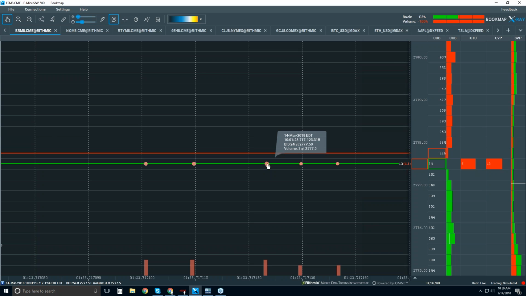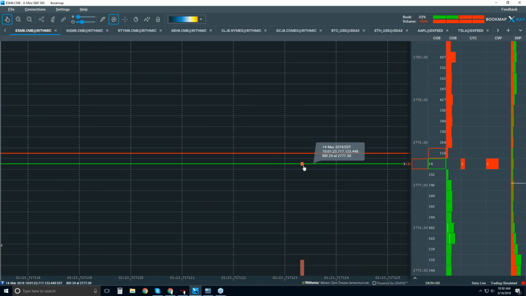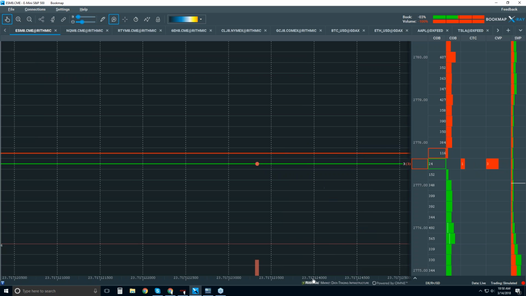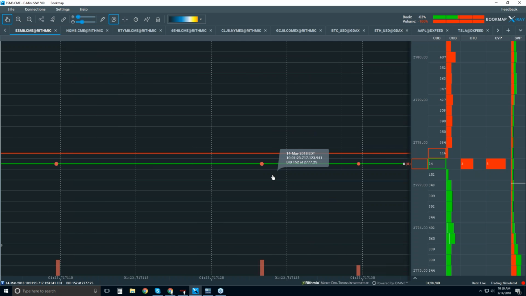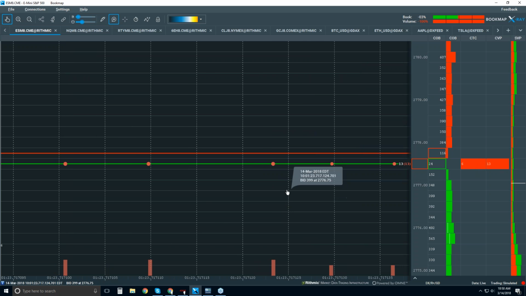This was for a volume of 3. We can continue to zoom in down to the nanosecond level. We're talking billionths of a second. HFT guys, you're going to love this. You're going to see exactly how your algo is performing in these markets.